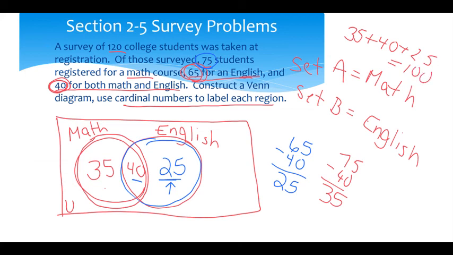Now, we surveyed 120 students, but we only have 100 represented on our Venn diagram right now. So that leaves us with a number to put out here. How many students that were surveyed did not take either math or English? In that case, because we have 100 represented here and we surveyed 120, my answer for the universal set will be 20. So I'll have 20 outside the two circles, but still in the same box.